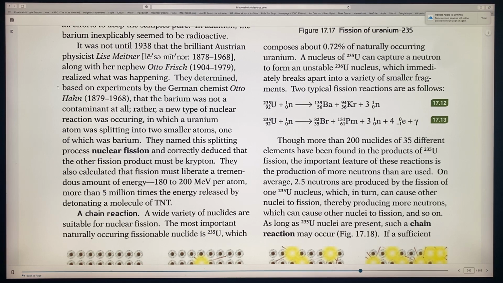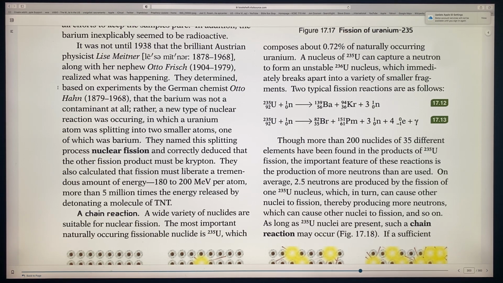It says, though there are 200 nuclides of 35 different elements that have been found in the products of uranium fission, the important feature of these reactions is the production of more neutrons. So basically, they're not really looking so much at the element, but that the element can produce more neutrons for more energy, because we want the energy released from it, right? And so they're looking to see which one produces more neutrons when hit, and more neutrons produce other neutrons that hit, and then the reaction becomes huge with lots of energy.